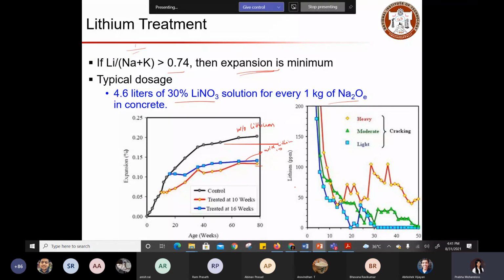Here you can see the lithium concentration, and as you increase the concentration, you can reduce the cracking. This indicates heavy cracking, moderate cracking, and light cracking. When the lithium dosage is lower, you may observe heavy cracking, but when the lithium content is increased, you get light cracking. So the cracking will be there, but the severity will not be that significant because you will have less expansion when the lithium content is more.